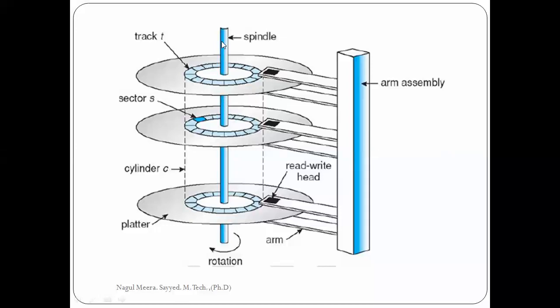Here, all platters are arranged with one support. This support is called the spindle.